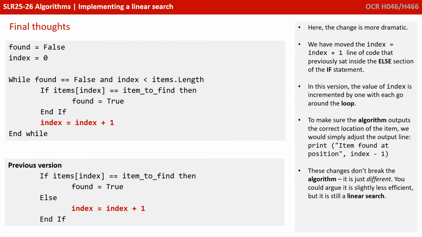Here, the change is a little more dramatic. We've moved the index equals index plus one line of code that previously sat inside the else section of the if statement. In this version, the value of index is incremented by 1 with each go around the loop. So to make sure the algorithm outputs the correct location of the item, we would simply adjust the output line at the end to print item found at position index minus 1. These changes don't break the algorithm, it's just different. You could argue it's slightly less efficient, but it's still a valid linear search.